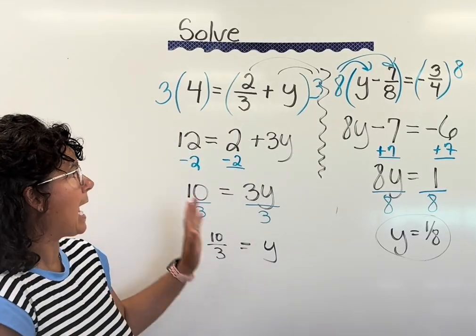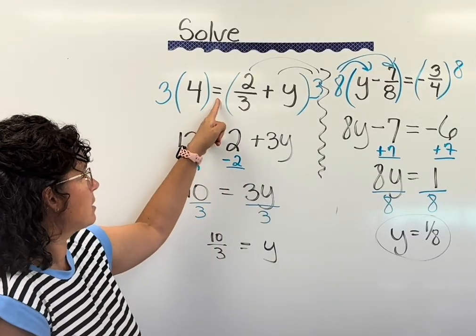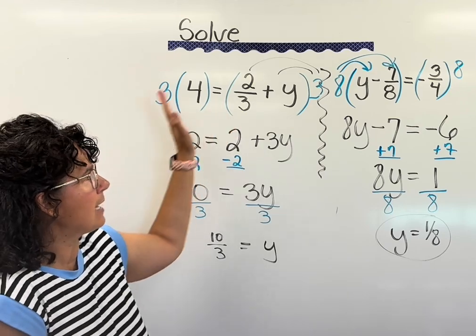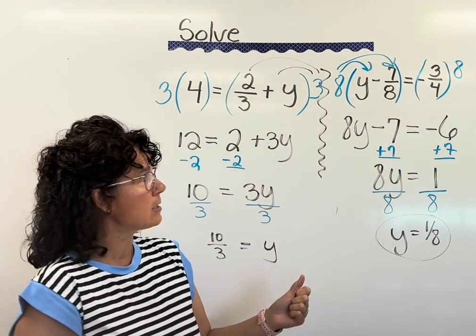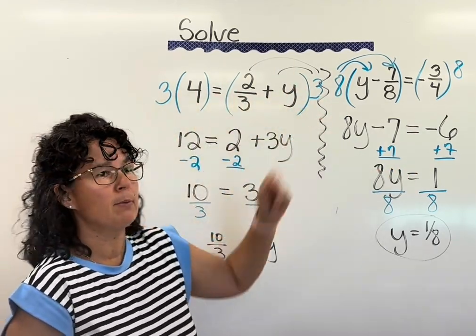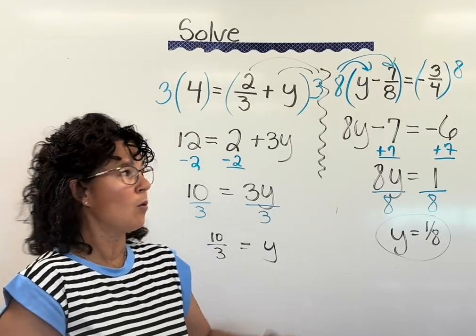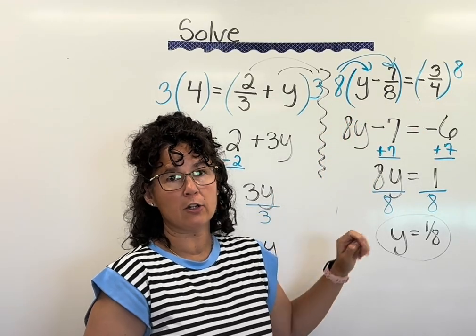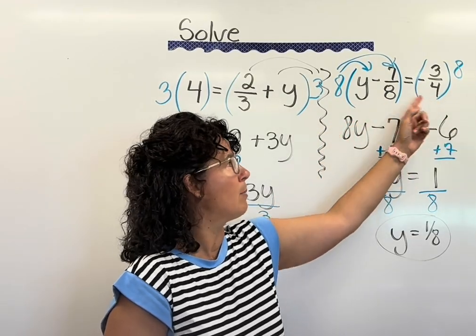Big picture, anytime your equation, something with an equal sign, has a fraction in it, a great first step is to multiply both sides by the denominator, or if there's multiple denominators, multiply by something they both fit into.